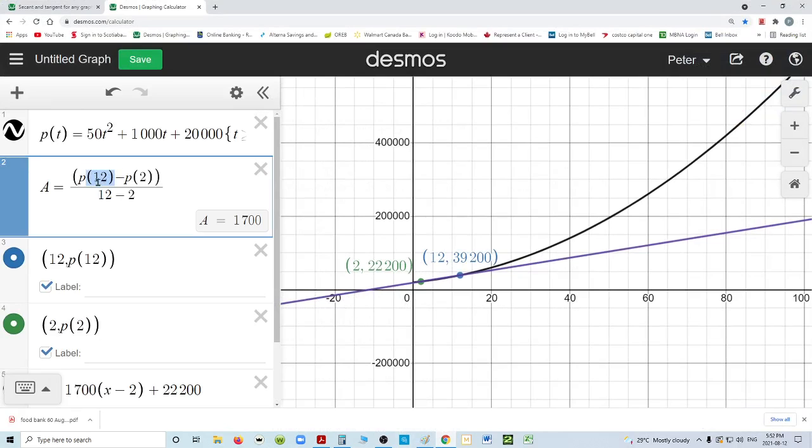So I'm looking at year 15, delta y when x is 15, delta y when x is 5.